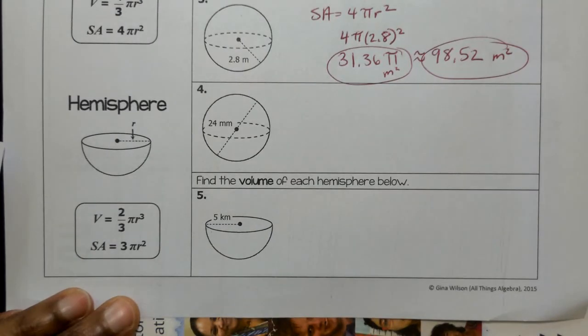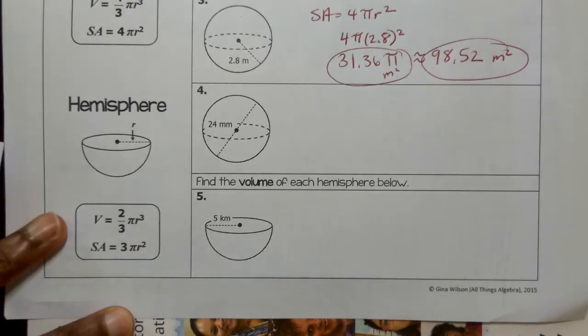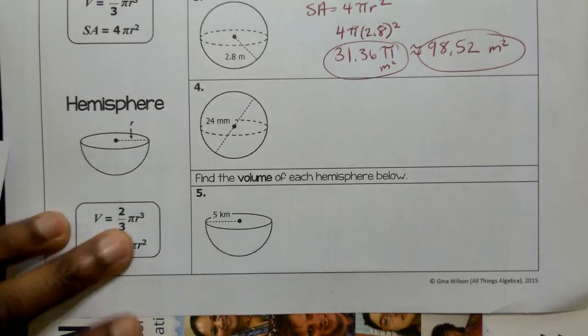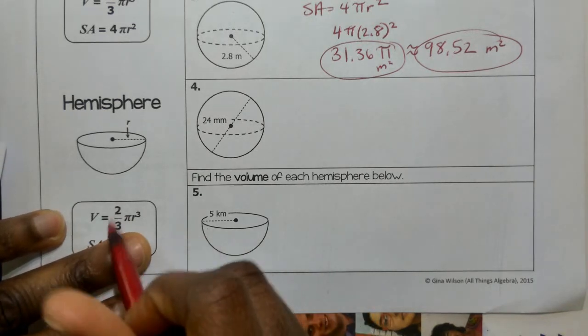Okay, when we're looking at number 5, hemispheres, I'm going to skip 4 and let you do that one. But we're still finding the surface area of the full sphere. For 5, we're looking at the volume of a hemisphere. So the volume of a hemisphere formula is given here. So it's half of the volume of a sphere. So that makes sense. If you take half of the sphere away, then your volume just gets cut in half.